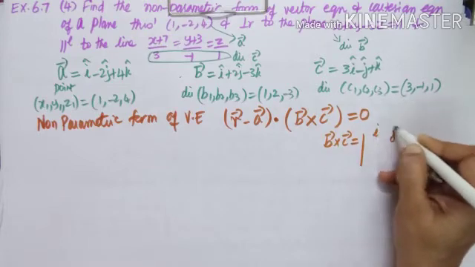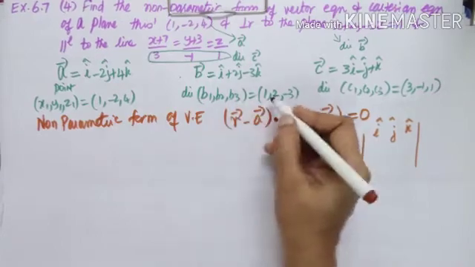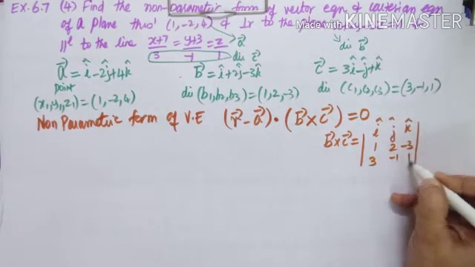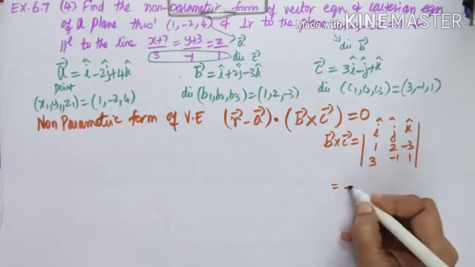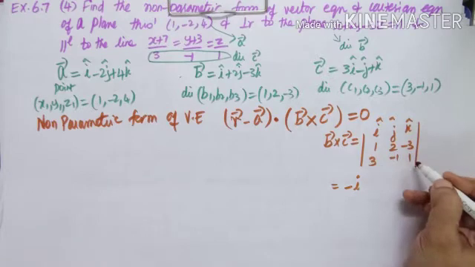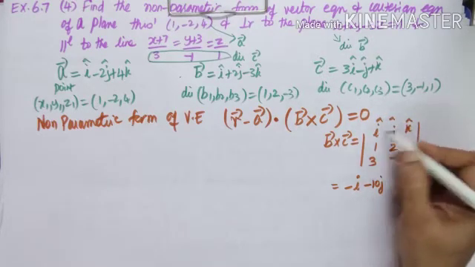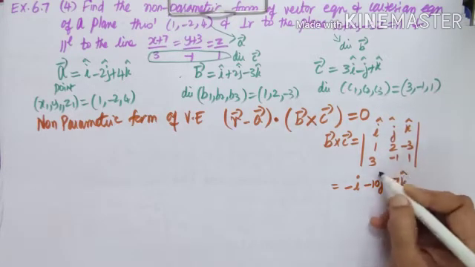We write i, j, k. B vector components 1, 2, minus 3. C vector 3, minus 1, 1. Let us expand it. 2 minus 3, minus i. 1 plus 9, 10j, but j is negative, so minus 10j. k: minus 1, minus 6, minus 7k.